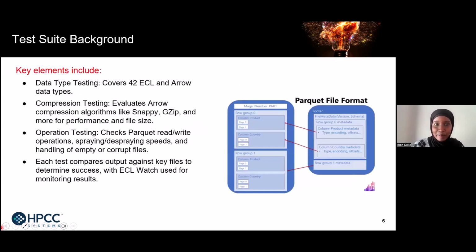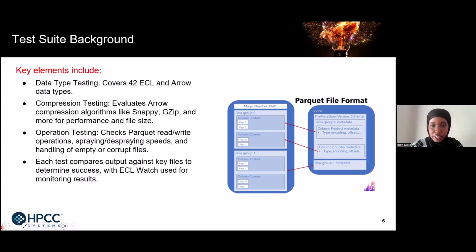So now to talk a little bit about some background on the test suite. It covers 42 ECL and Arrow data types. We include some compression testing, so we evaluated Arrow's compression algorithms like Snappy, gzip, Brotli and LZ4. And then this was to test the performance whenever it came to compression and how Parquet works with compression.